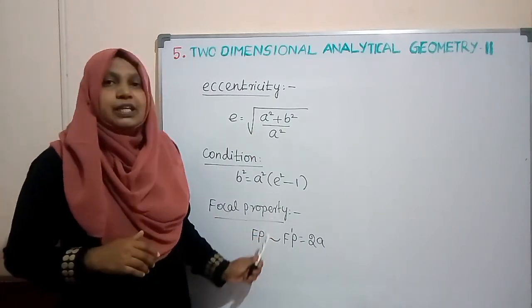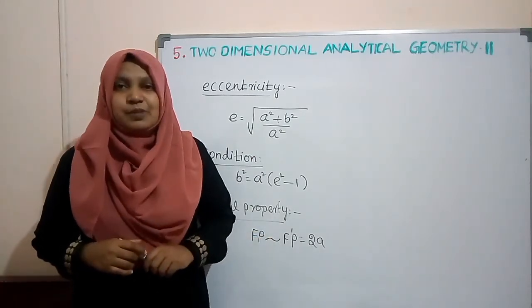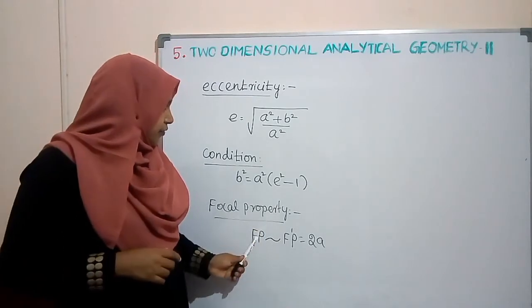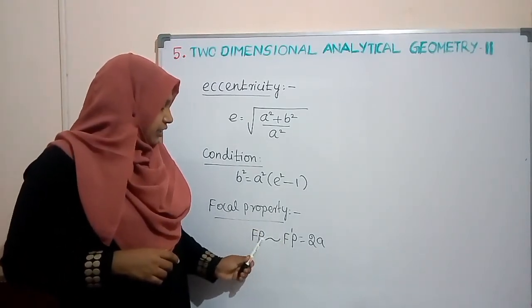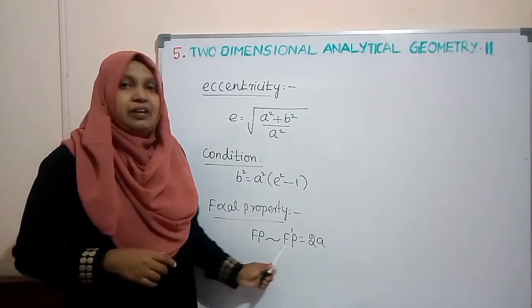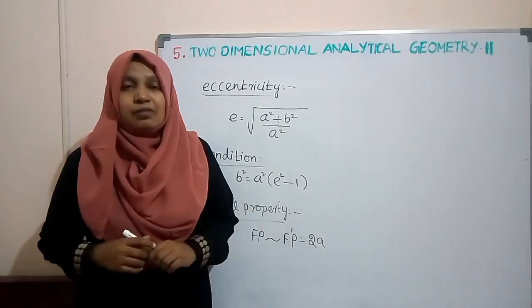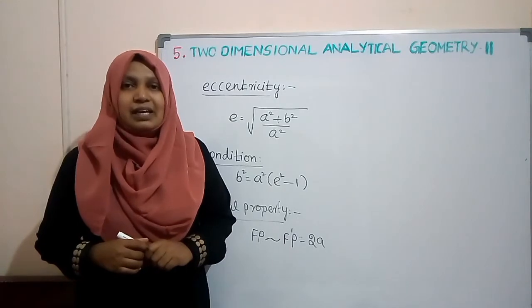And focal property, that is FP minus F dash P is equal to 2a. I wrote FP difference F dash P. We don't know which value is greater, so we can write FP, the difference between FP and F dash P is always 2a for all the hyperbola.